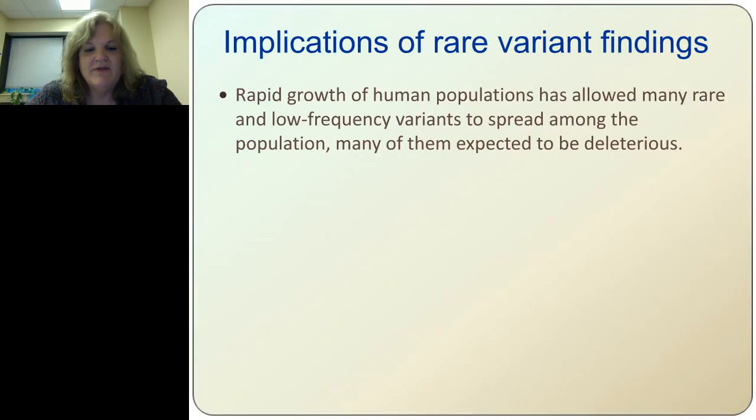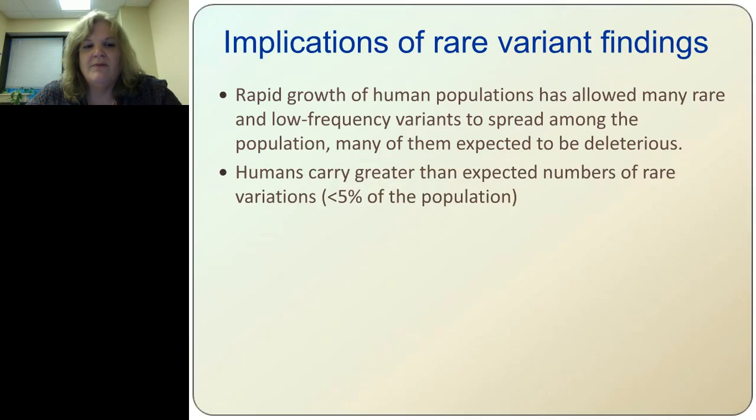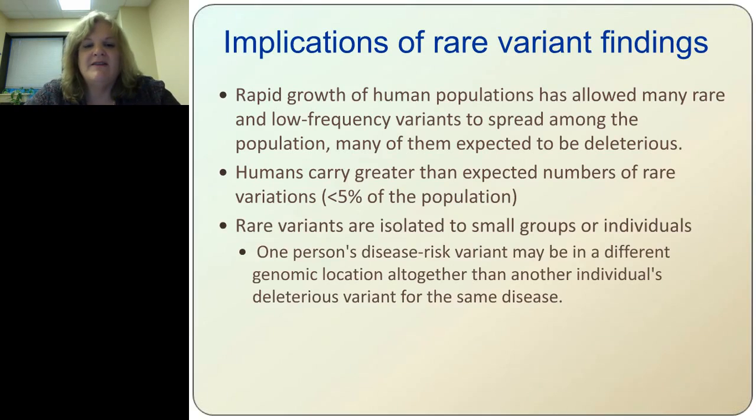And the implications of these rare variant findings are that the rapid growth of human populations have allowed many of these rare low frequency variants to spread between countries and between regions. And so because humans carry greater than an expected number of rare variations in the population, these rare variants are actually going to be isolated to small groups or individuals. So the power to detect these in particular disease states, if you're trying to use populations of people with certain diseases and do GWAS studies, as we've already learned in the past several years, it's difficult to do because you may not have enough power.